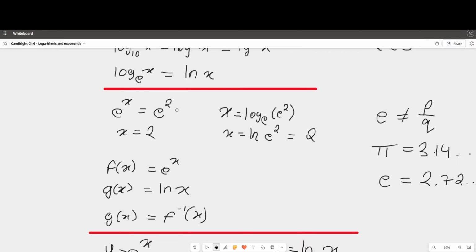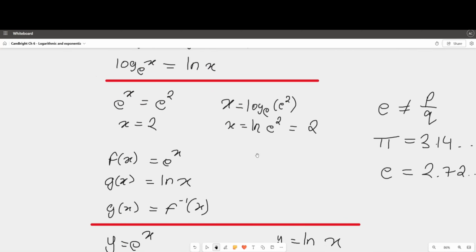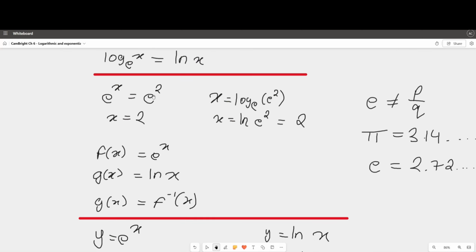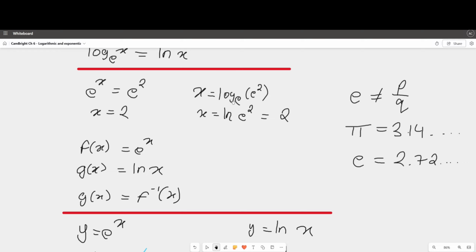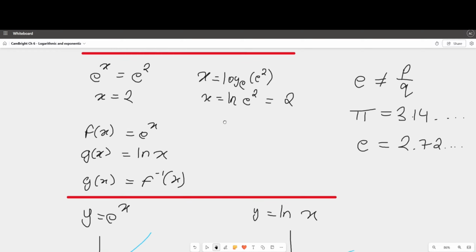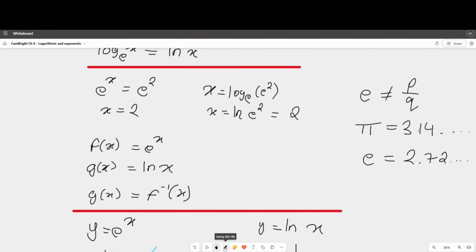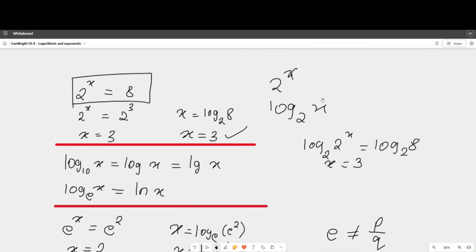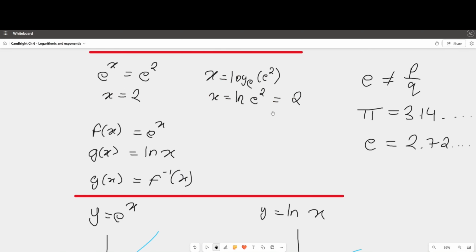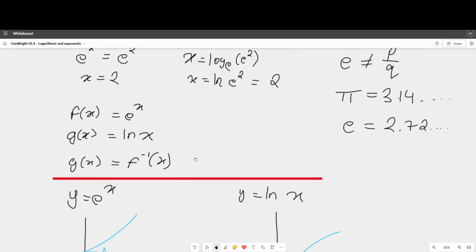Again, e functions the same as any other number. e to the power x is equal to e squared means x is equal to 2. One more thing: as we discussed earlier, 2 to the x and log base 2 of x are inverses. In the same way, e to the x and log base e, or ln x, are also inverses of each other.